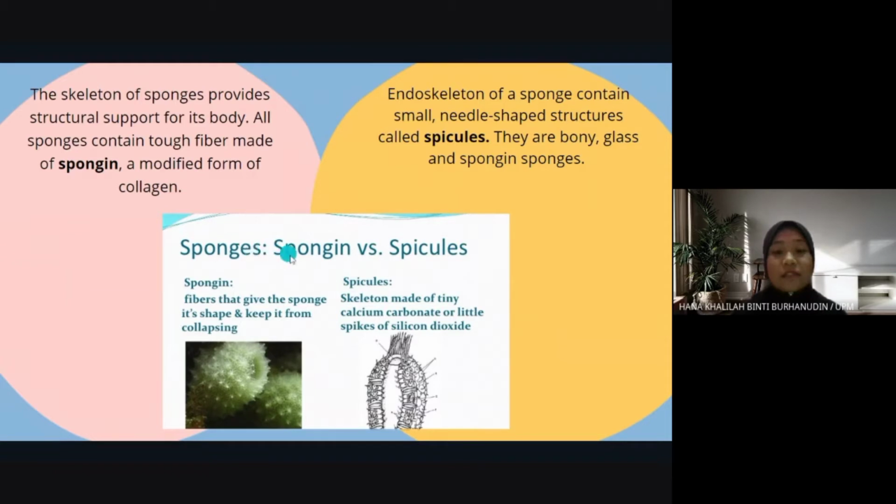This is the difference between sponge fibers and spicules. Sponge fibers give the sponge its shape and keep it from collapsing, while spicules are the skeleton made of tiny calcium carbonate or little spikes of silicon dioxide.